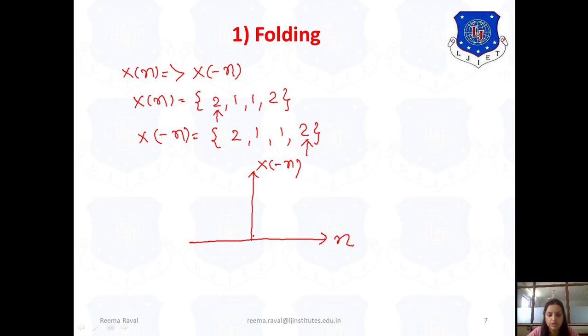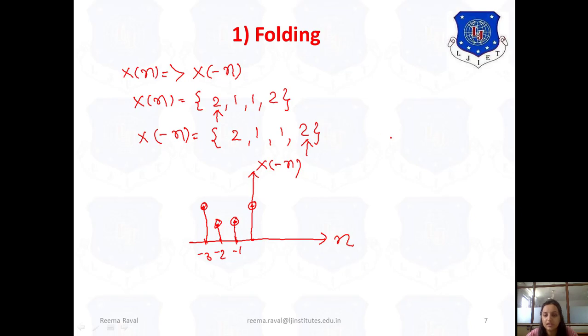Here this indicates the 0 position, right? Where its value is 2. Then at minus 1 its value is 1. At minus 2 its value is again 1. At minus 3 its value is 2, right? So this is the folding of a sequence. That means I am getting x of minus n from the given x of n.